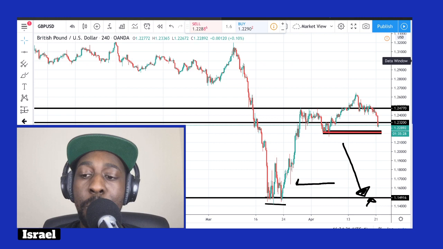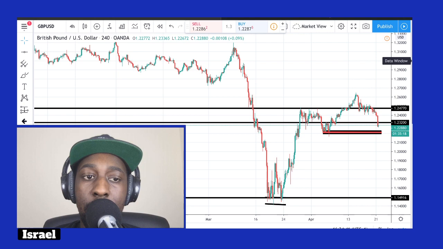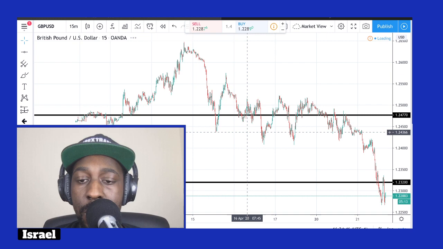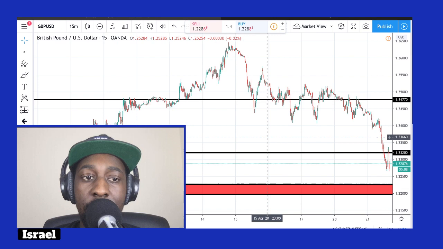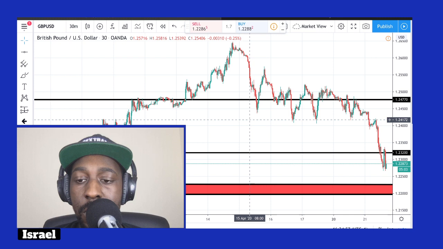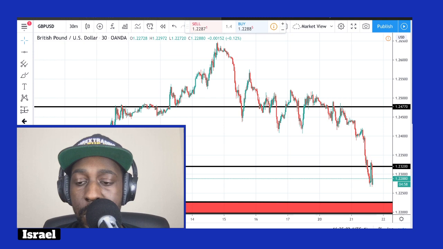But let's go up so I can show you this. Okay, let's zoom out a little bit, just so you can see the red area, right? But let's even look at the 30 minutes. Give you a better view of this, and let me zoom in, right? So we know this here is the 122 region.